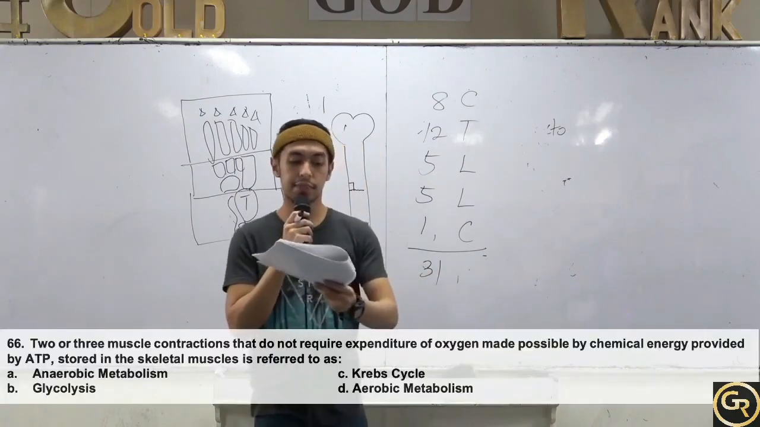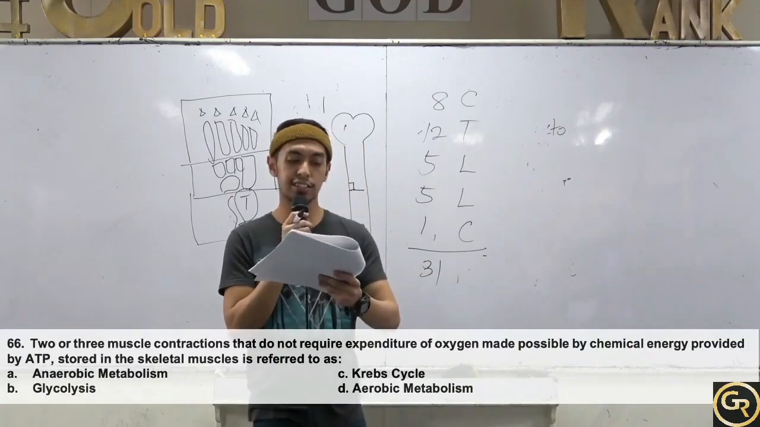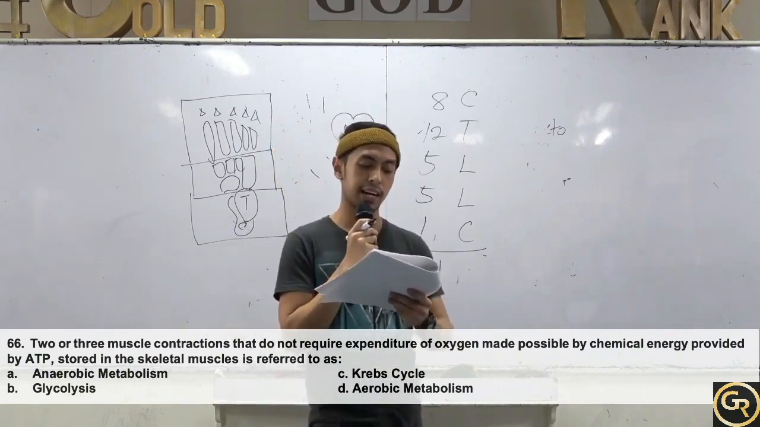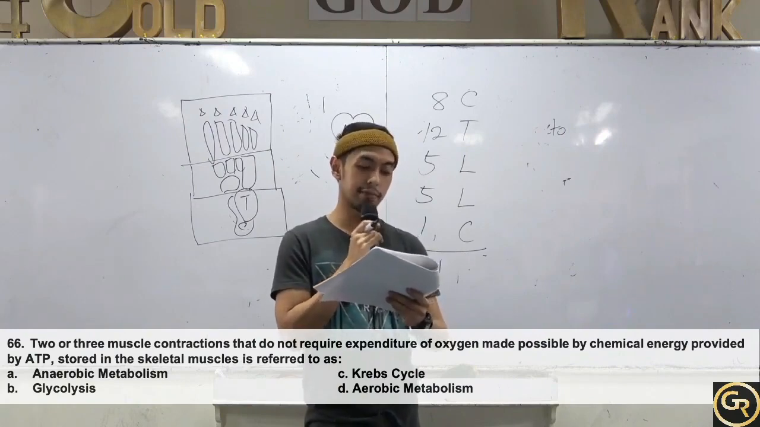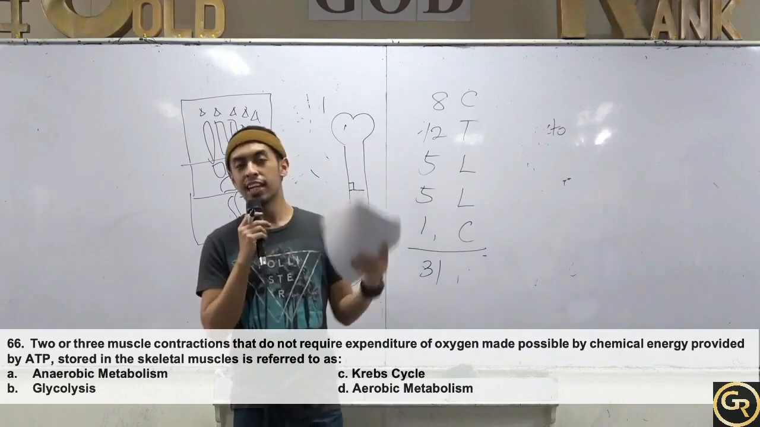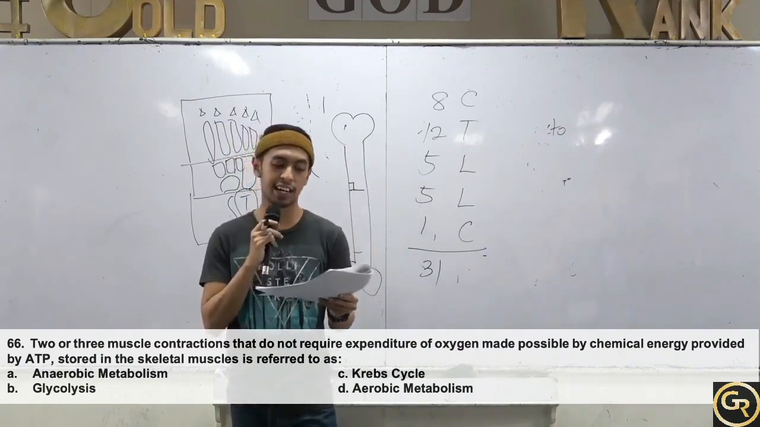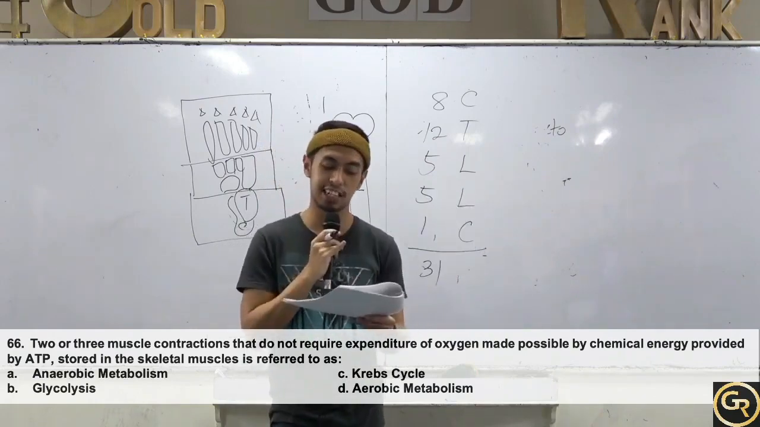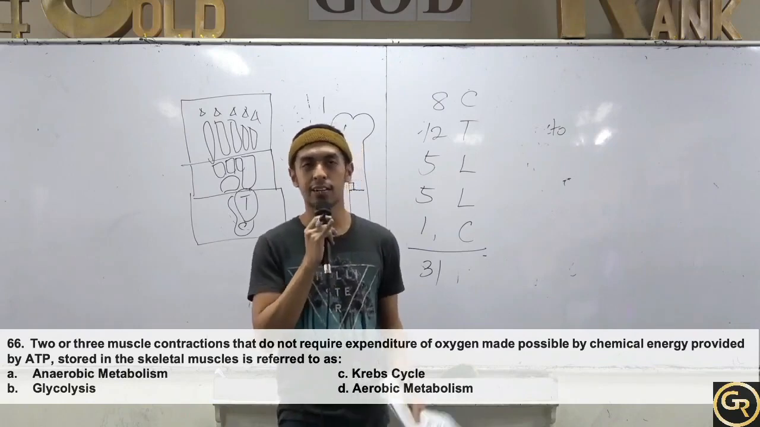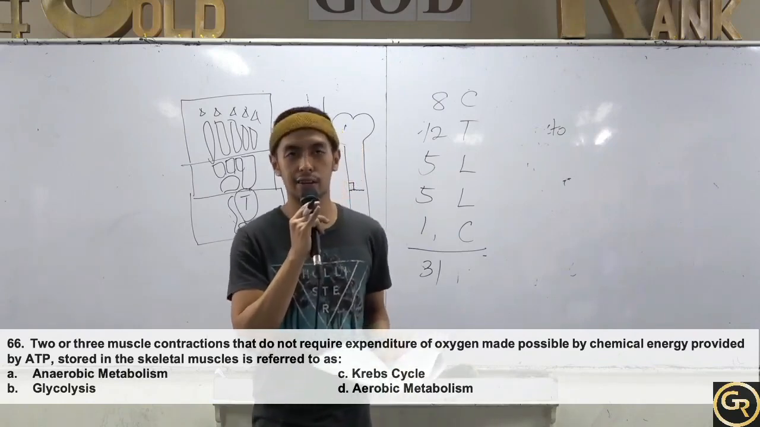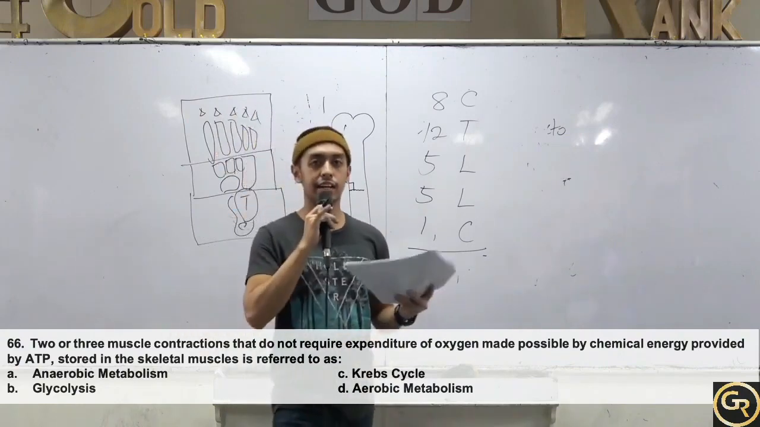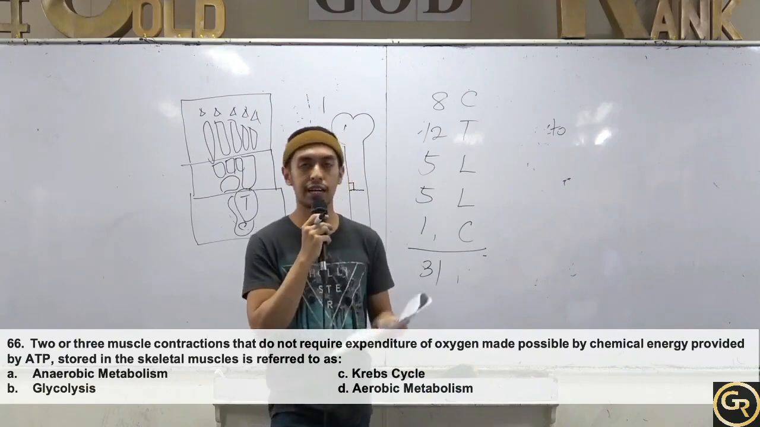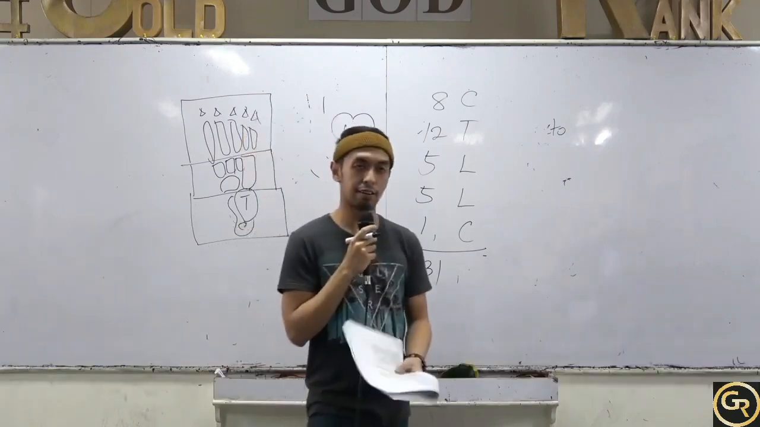Number 66. Muscular contractions that do not require expenditure of oxygen, made possible by chemical energy provided by ATP stored in the skeletal muscles, are referred to as what? It's easy to find the answer here. Just check that there is no expenditure of oxygen. It doesn't use oxygen. Therefore, what is the correct term when you don't use oxygen? It's anaerobic. So your answer would be letter apple. It's your anaerobic metabolism.